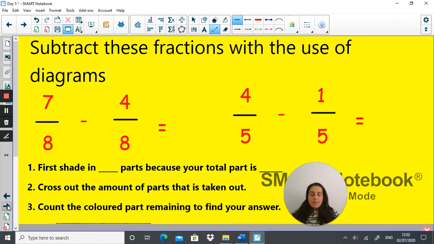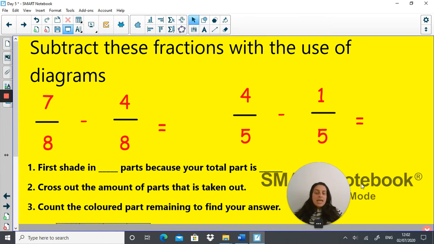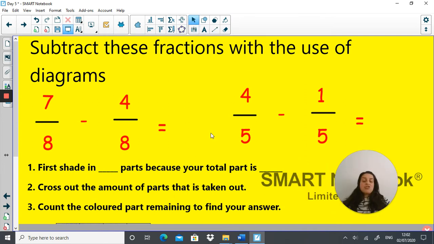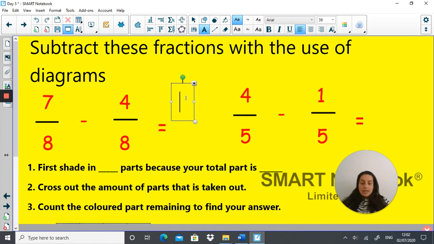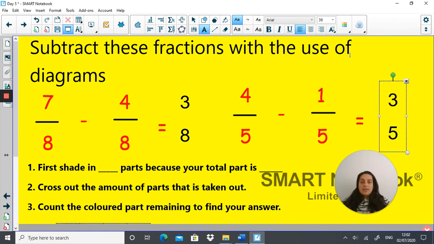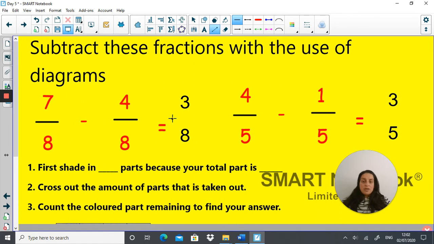Let's move on. So now I want you on your piece of paper to draw a diagram to help you answer these questions. Or if you don't need to use a diagram, that's fine. You can simply just answer them as you can best. Down here, I've put down the steps you need to take. So 7/8 take away 4/8 is 3/8, and 4/5 take away 1/5 is 3/5. Good job, guys. There you go.